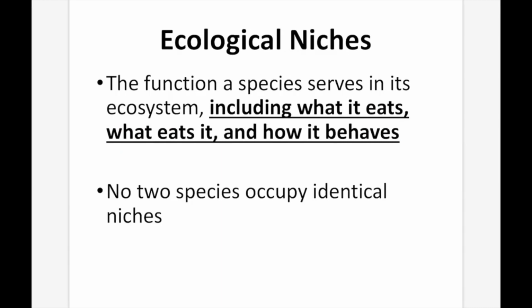Ecological niches. The function a species serves in its ecosystem is its ecological niche, and it includes what eats it and how it behaves. No two species occupy identical niches. Each species does its own thing inside an ecosystem.